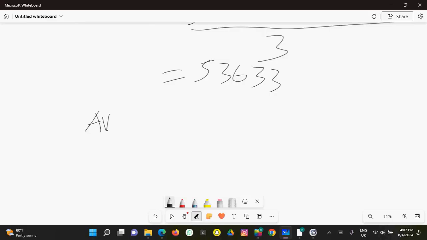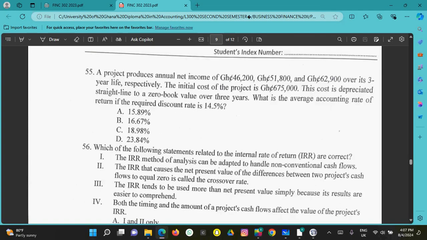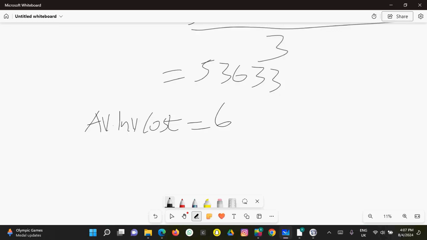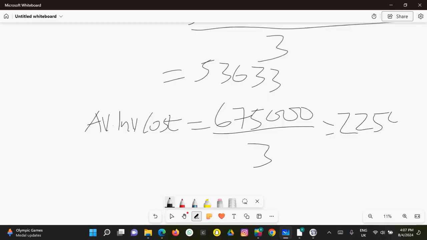So now the average investment cost is going to be 675,000 divided by 3 because it's 3 years. It is going to give us 225,000. Take notes.